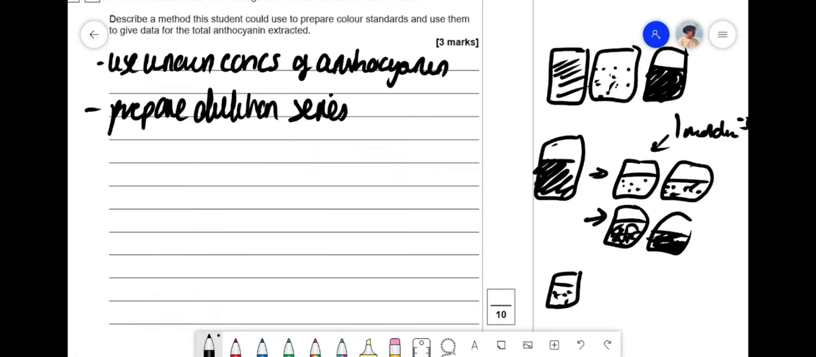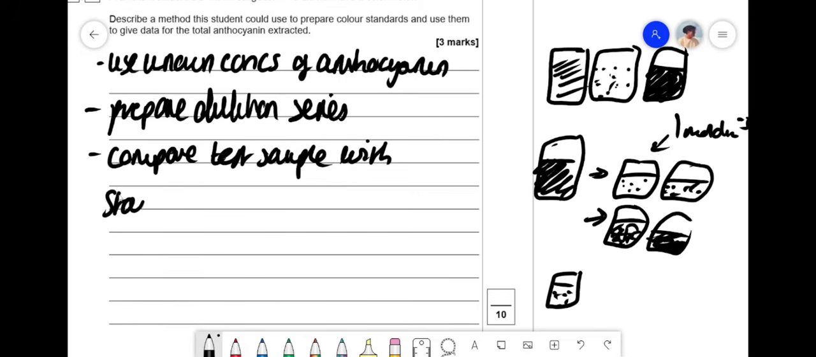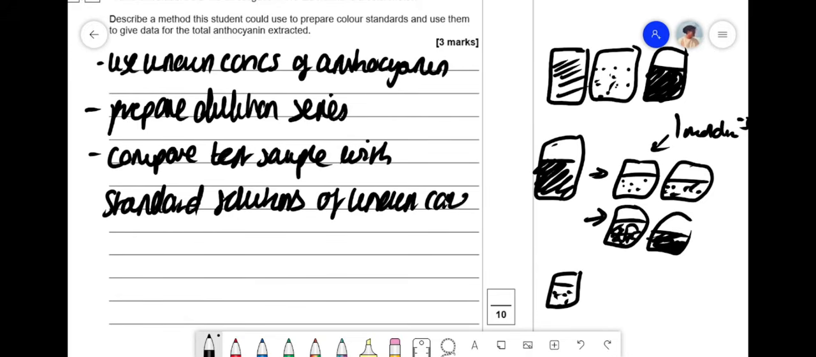Obviously, this is not perfect. The only way to really theoretically get this to work well is to have an infinitely big series of dilutions, but we don't have a colorimeter, so this is the only option we have. So you would compare the unknown sample, the test sample, with what we call the standard solutions or the color standards of known concentration to determine the concentration, basically.